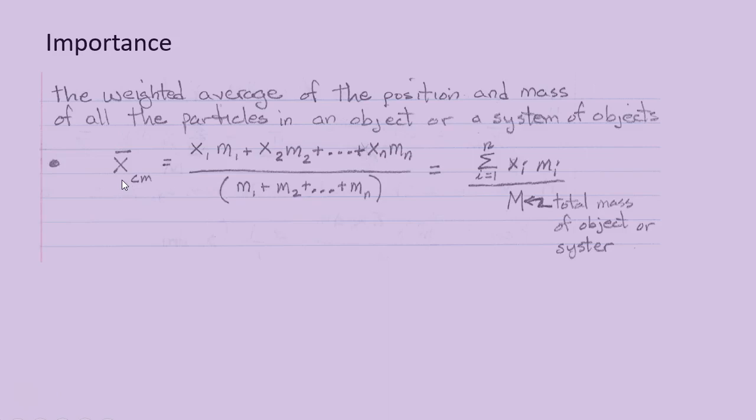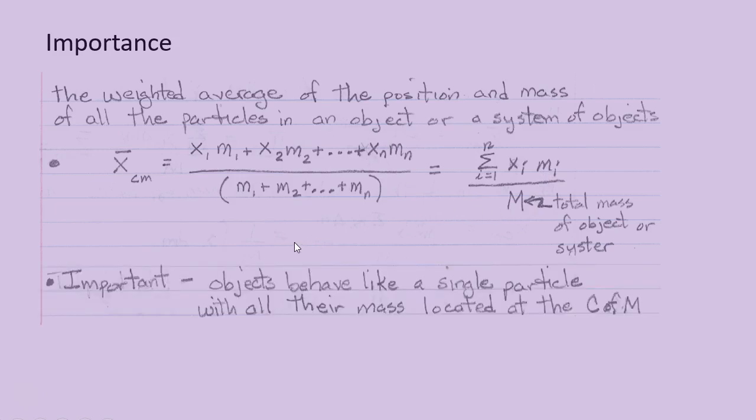Mathematically, we can find the center of mass if we take each particle, its position, times its mass, we sum all of them up, and we divide it by all the masses of these particles. And what we're left with is the center of mass of the system is equal to the weighted average, so that's the position times the mass of the particle divided by the total mass of the object or system.